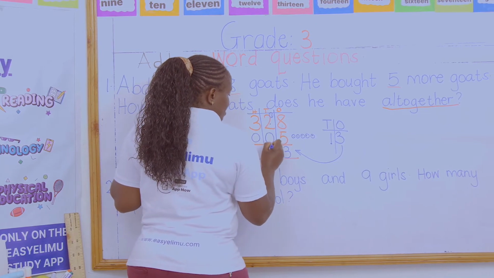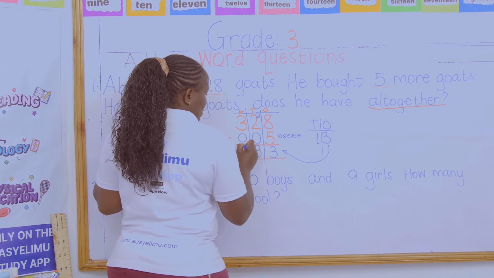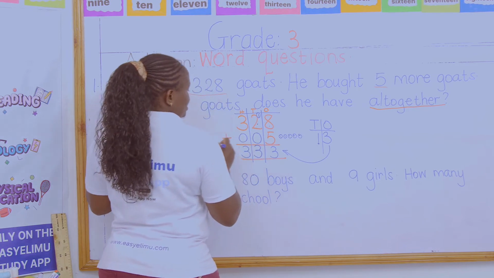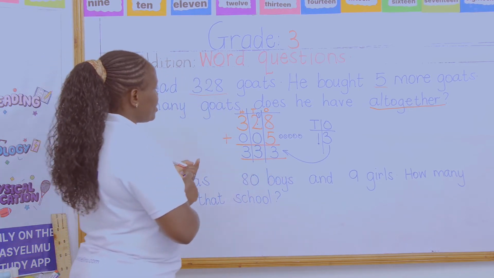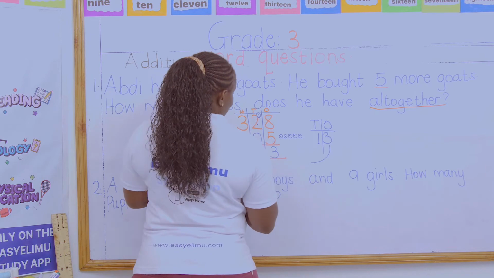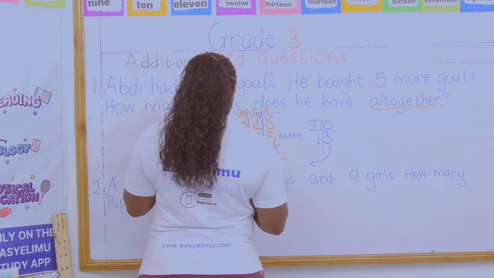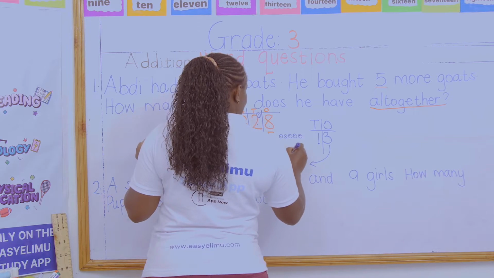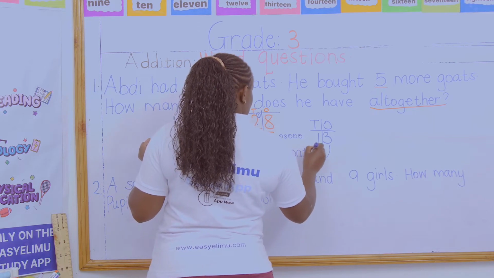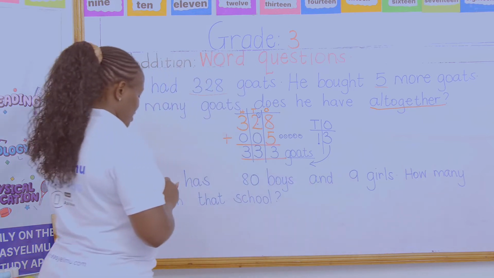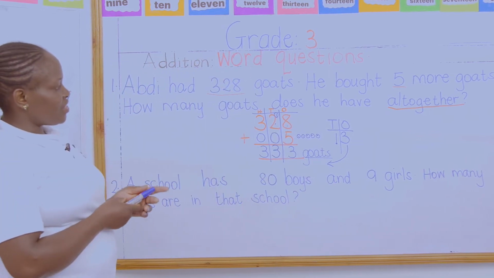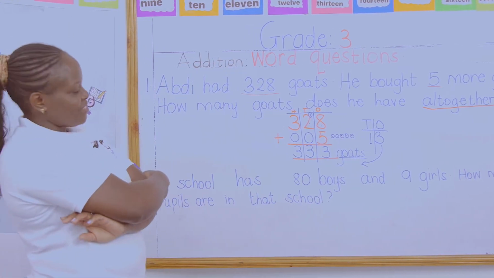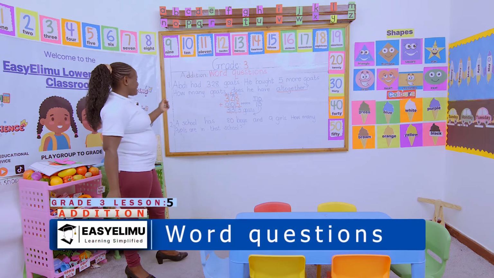And we said any number plus a 0 is that number. So how many goats did Abdi have all together? Abdi had 333 goats. Any question? Let's read the next question.